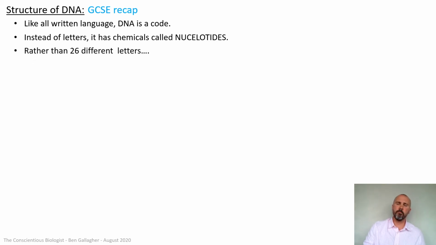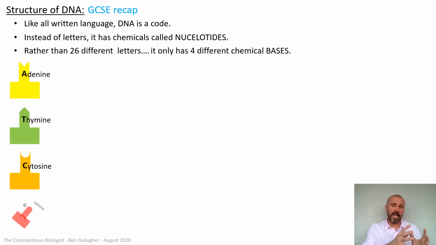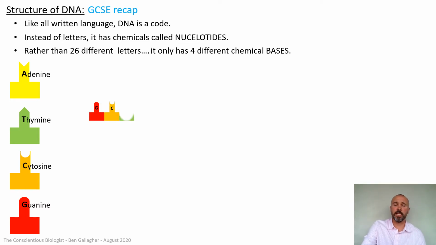Now, there's four main types of nucleotides. So unlike the 26 letters we have in our alphabet, you've only got 4 with DNA. Now at GCSE, you should have covered at least the letters that they start with, A, G, C, and T. But the chemical names, which you must know at A level, are adenine, thymine, cytosine, and guanine. You must know those.